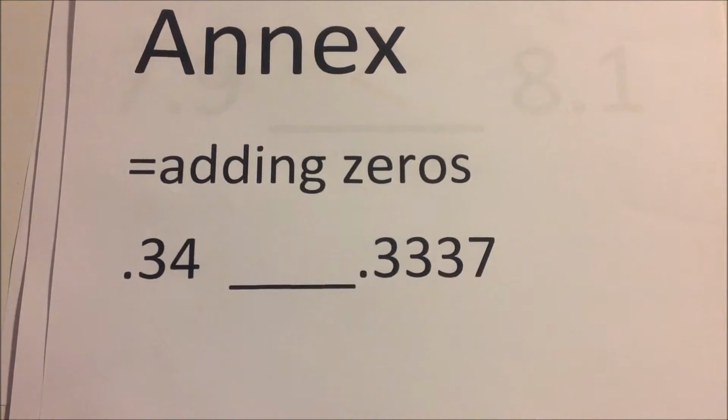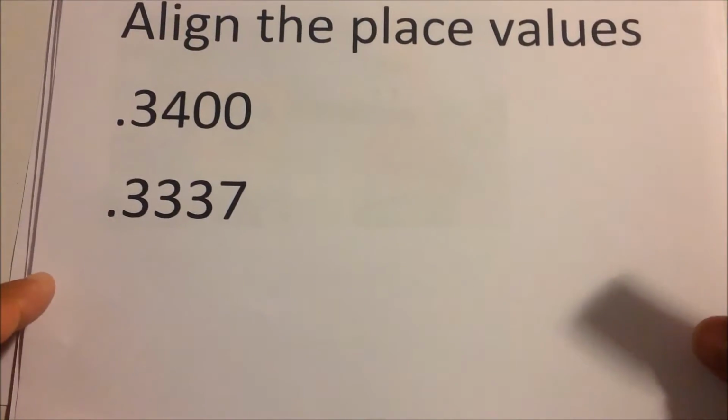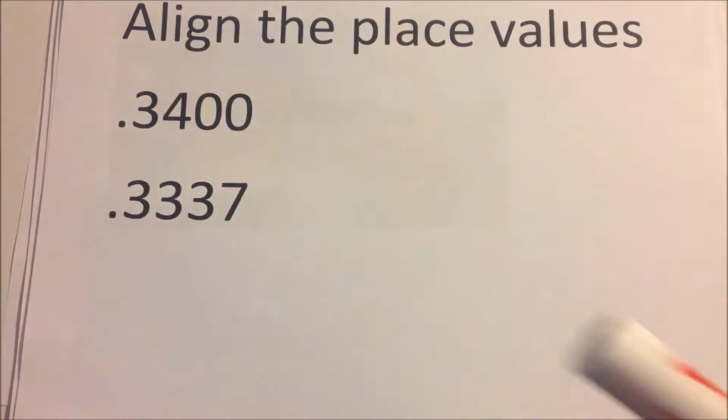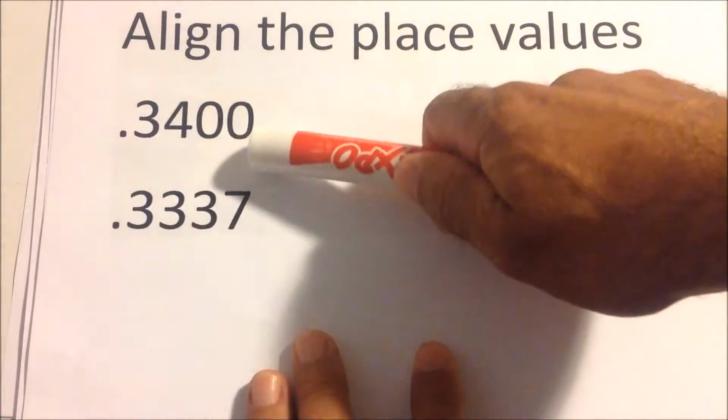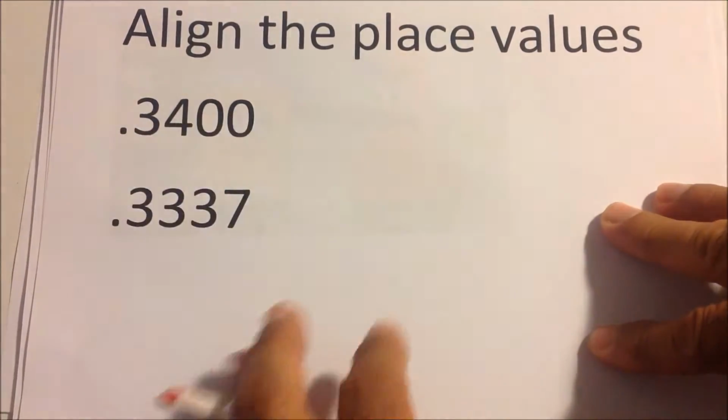And you might be saying, what are all these words, right? Even SpongeBob and Patrick are going, what is annex? So all we're going to do is align the place value. So let's look at the two numbers, right? And I aligned them up. I added the zeros. That means I annexed. I put 2 zeros near the 0.3400. Remember, it was just 0.34.